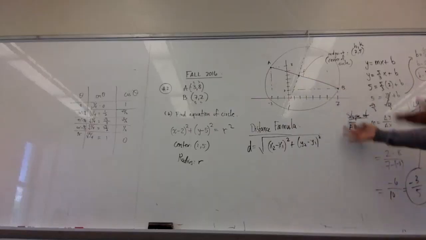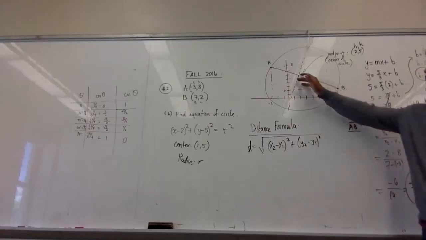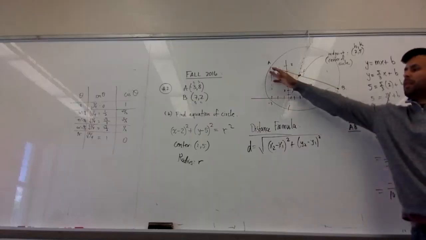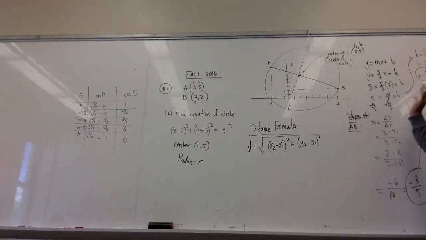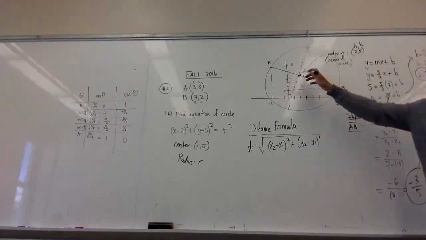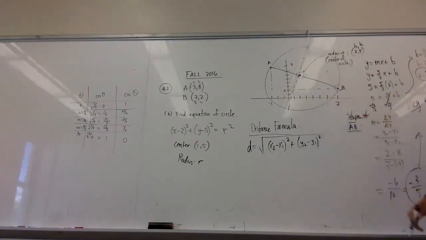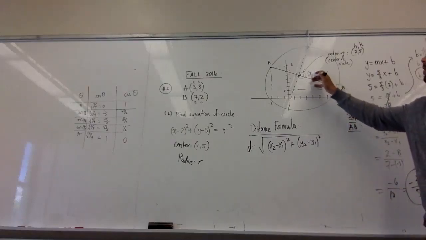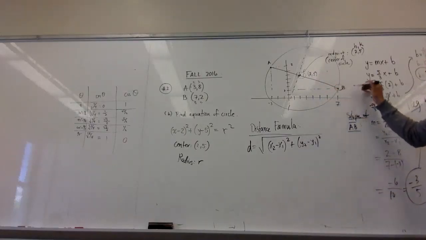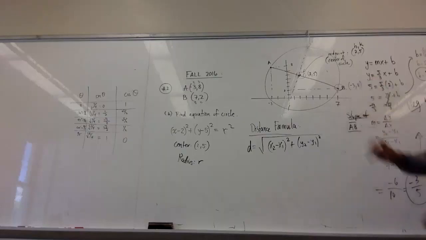Great. So then what do I need to use? I need to use my center as one point, and I can use either A as my other point or B as my other point. So let's use the center, and let's use B. The coordinates of the center are (2, 5). The coordinates of this point are (-3, 8).